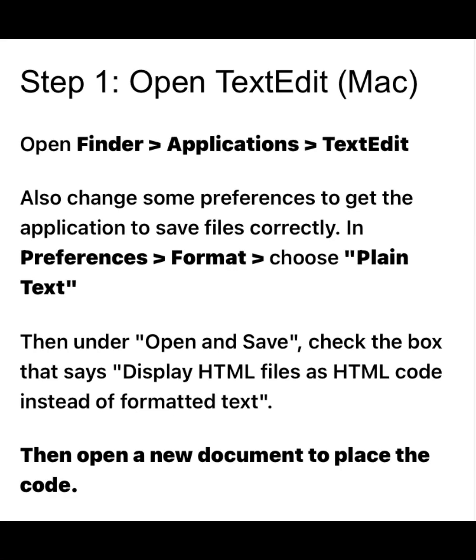For Stack Academy students using the Apple MacBook, download TextEdit on your MacBook. Then step 1, open TextEdit. Open Finder, go to Applications, go to TextEdit. Also, change some preferences to get the application to save files correctly. In Preferences, go to Format, and choose Plain Text. Then under Open and Save, check the box that says "Display HTML files as HTML code instead of formatted text." Do you guys understand? Then open a new document to replace the code.